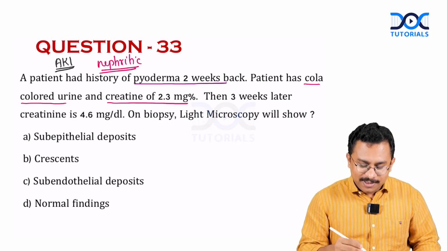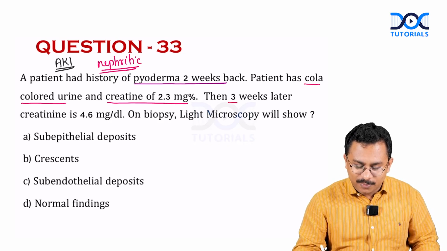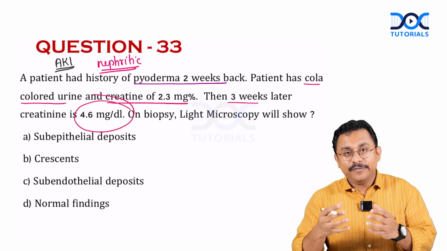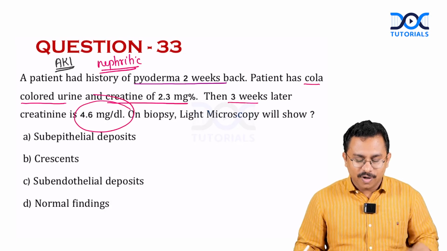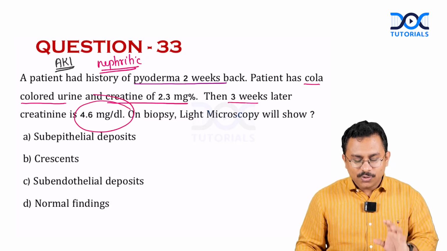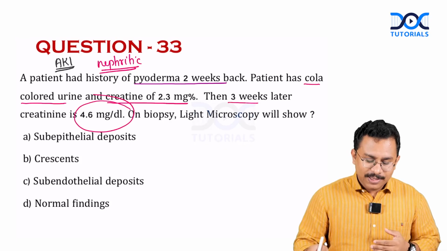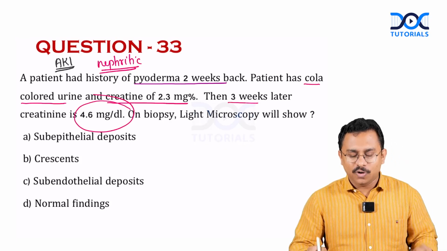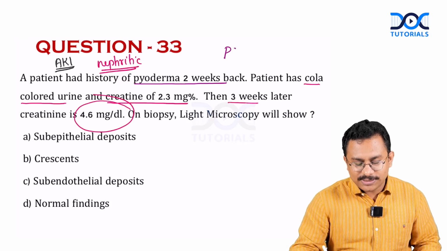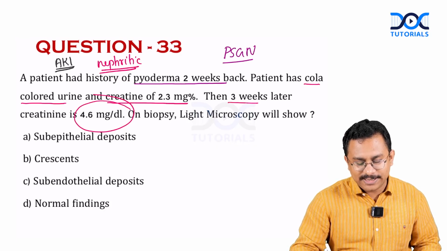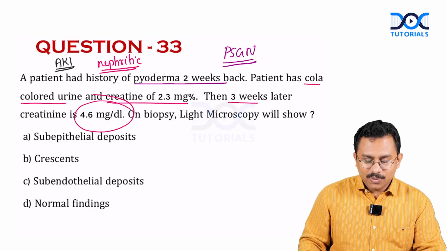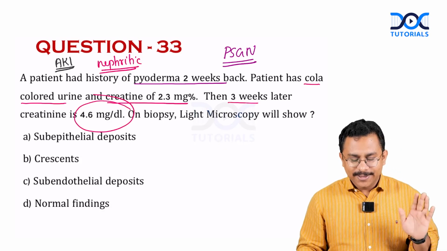But the point here is that in 3 weeks, the creatinine is now 4.6. So there is a significant worsening over a period of 3 weeks. And what is going to be the finding in microscopy? The diagnosis here is that of an infection-related glomerulonephritis. So post-streptococcal glomerulonephritis is the diagnosis. PSGN is the diagnosis, clear.